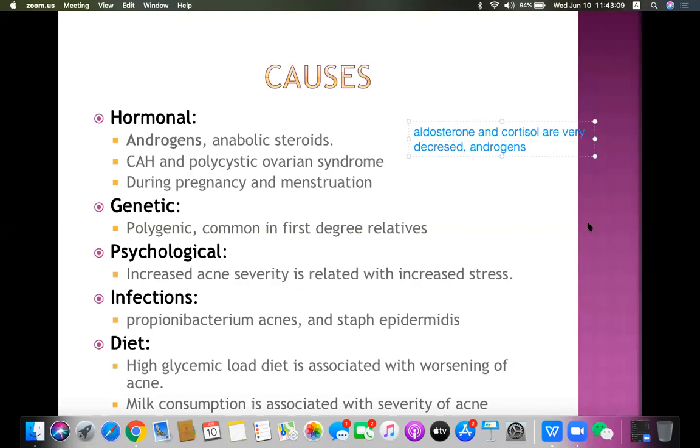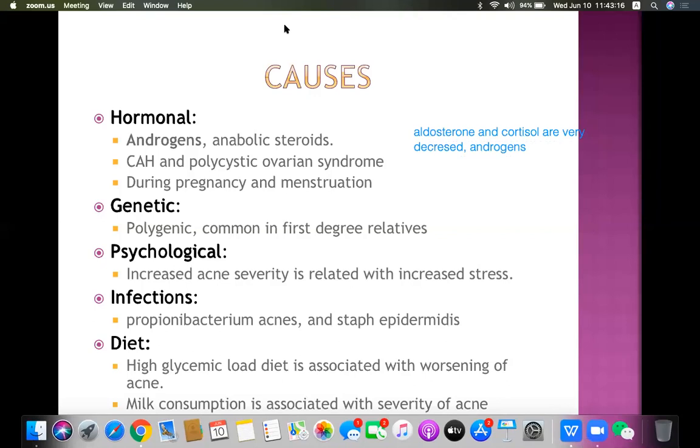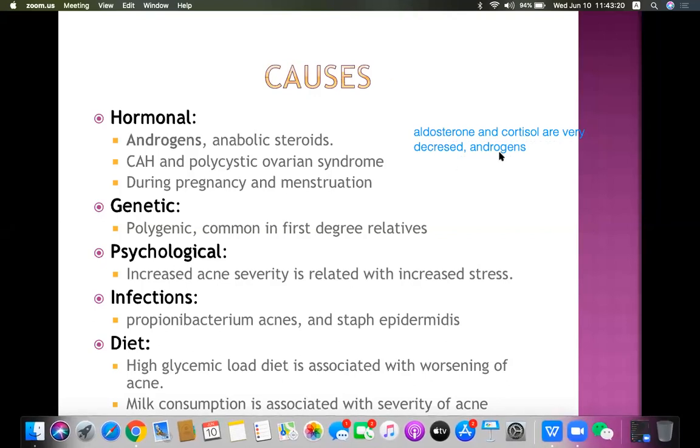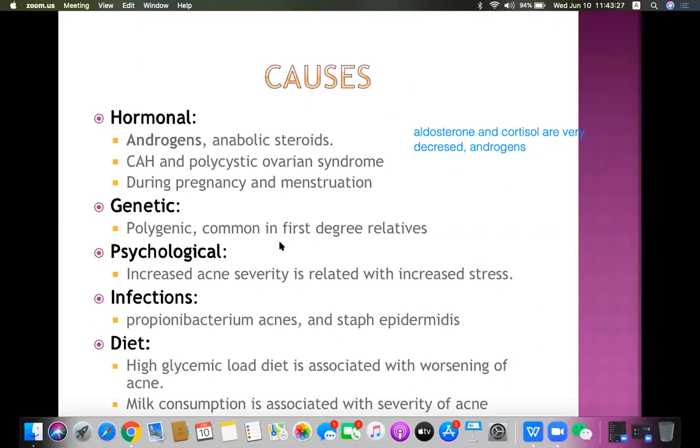Now, polycystic ovarian syndrome, also known as Stein-Leventhal syndrome, is another important cause of acne vulgaris in case of female. Stein-Leventhal syndrome secretes a large amount of androgen. Now, what about the other causes? During pregnancy and during the menstrual cycle also, there is slightly more secretion of hormone. So acne can become exacerbated at that time.